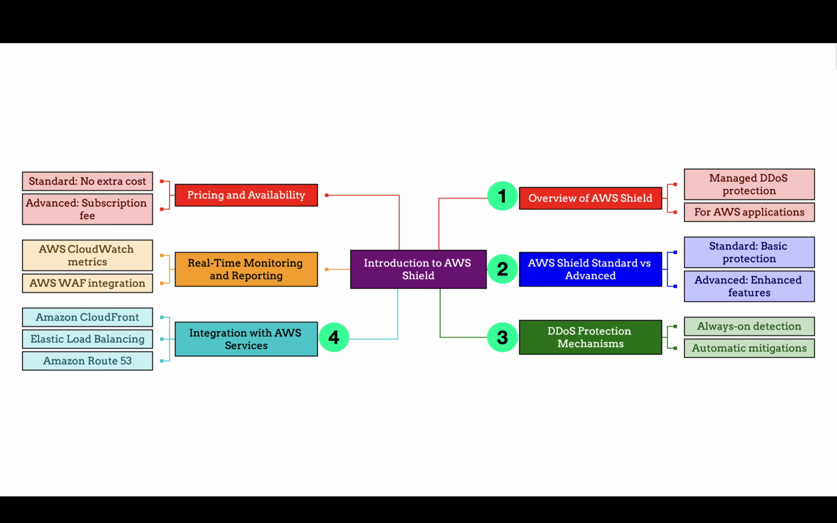4. Integration with AWS services. AWS Shield can be integrated with services like Amazon CloudFront, Elastic Load Balancing, ELB, and Amazon Route 53. 5. Real-time monitoring and reporting, offers real-time metrics and reports via AWS CloudWatch and AWS WAF for enhanced visibility. 6. Pricing and availability. AWS Shield Standard is available to all AWS customers at no additional charge, while AWS Shield Advanced requires a subscription fee.